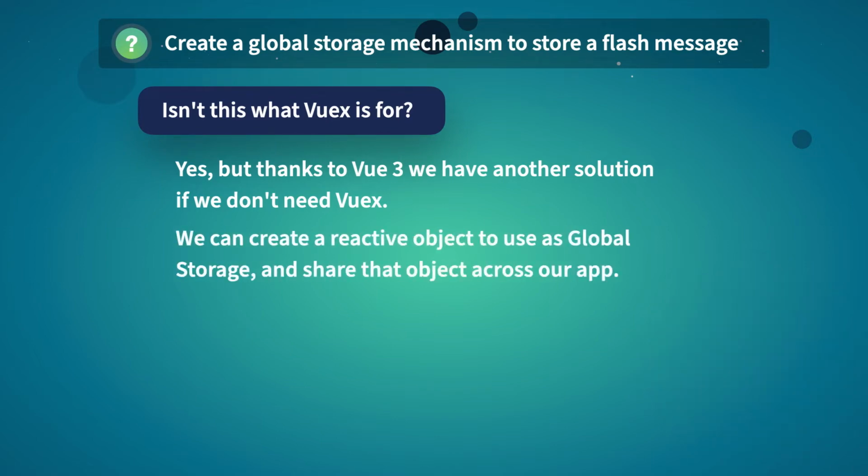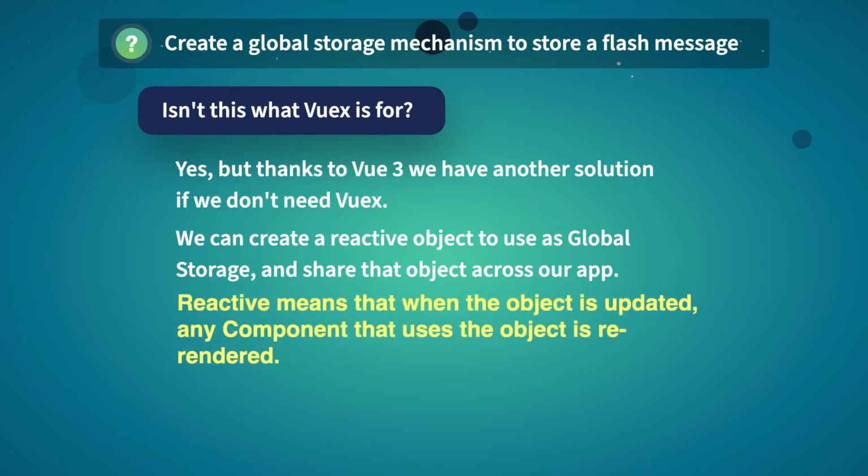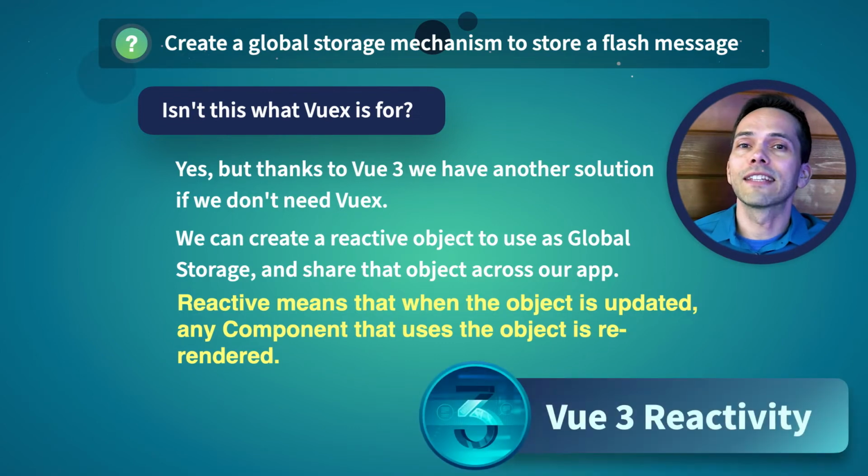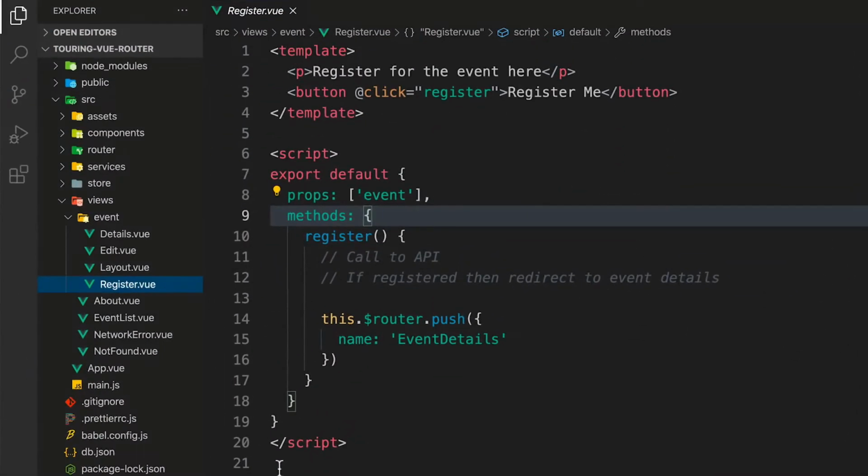We'll create a reactive object to use as our global storage and share that object across our application. In case you're not familiar, reactive means that when the object is updated, any component that uses the object is re-rendered. To learn more about Vue reactivity and how it works, you may want to check out my advanced course on Vue 3 reactivity. So back in our application, we're going to jump into our main.js file.